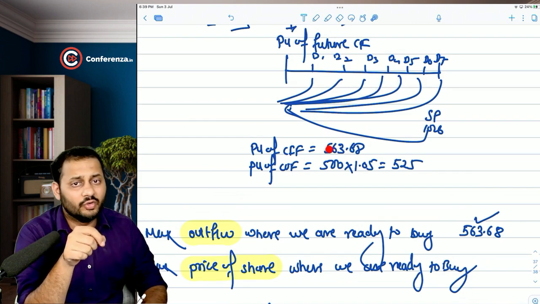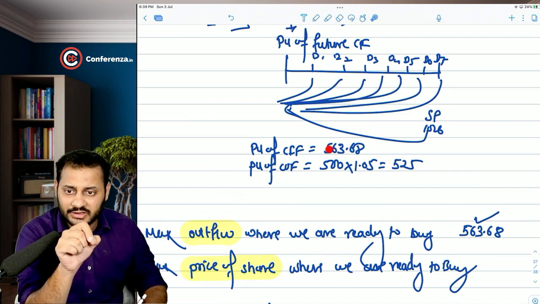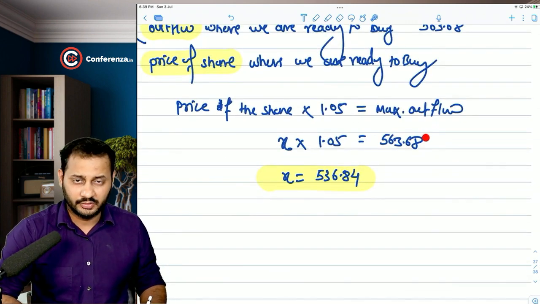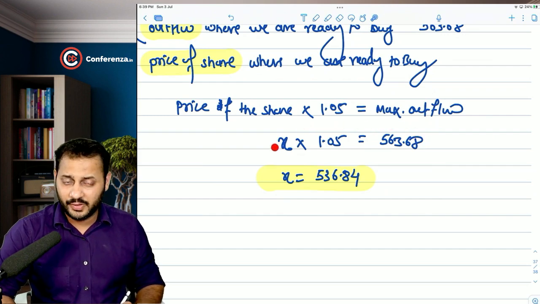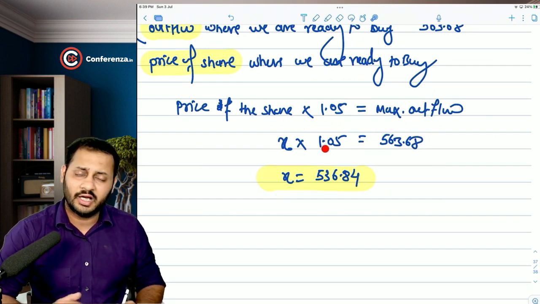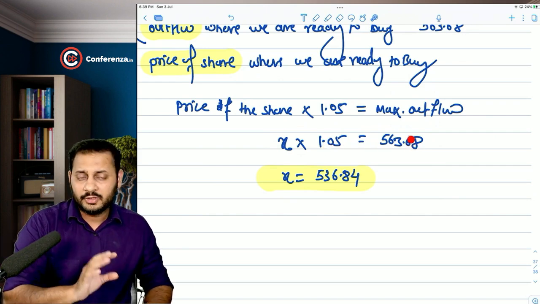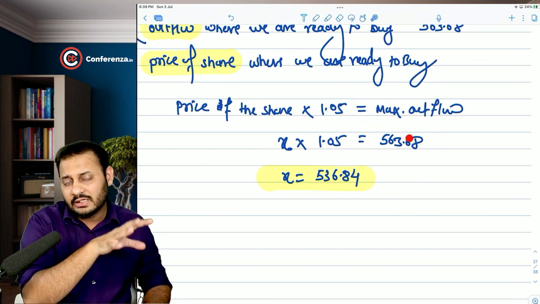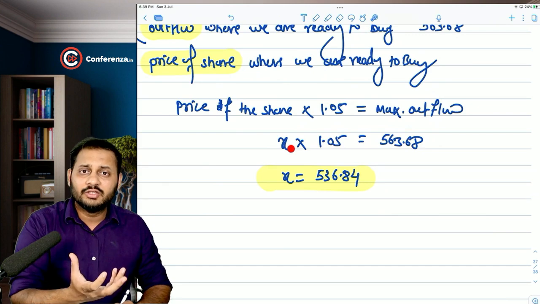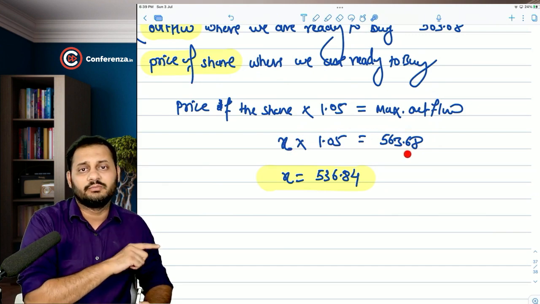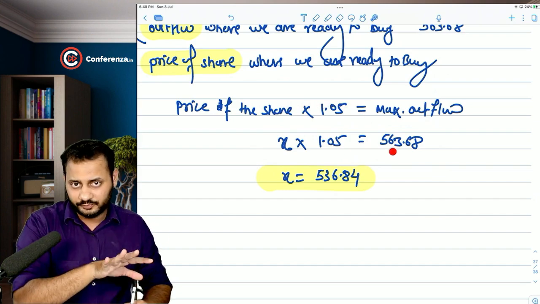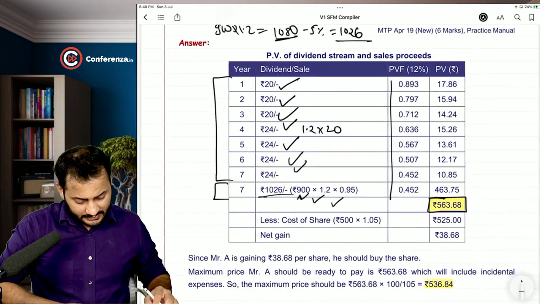So if the inflows are not more than 563.68, the outflows should also not go beyond. And outflow means the price that you are paying and the 5% charges as well, and any other thing. Outflow means outflow, the total that you are paying. So you are not just paying the price of the share, you are also paying the incidental expenses in the beginning. So all things included, the outflow should be maximum this. So that's why we considered this to include 5%. That's how we have calculated.